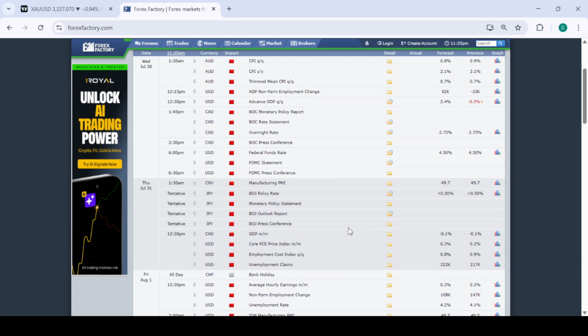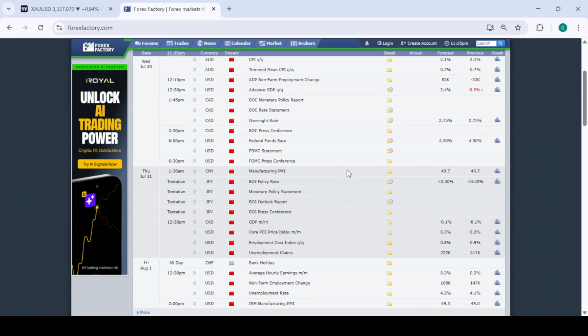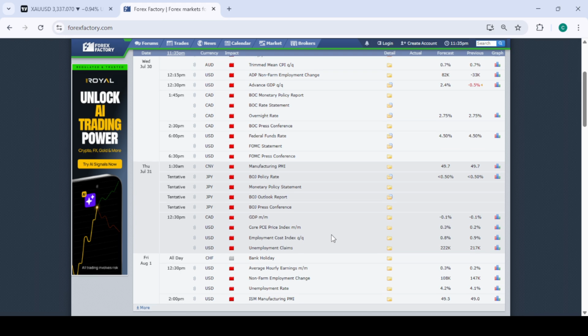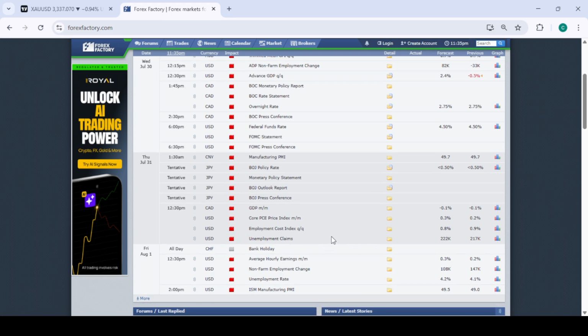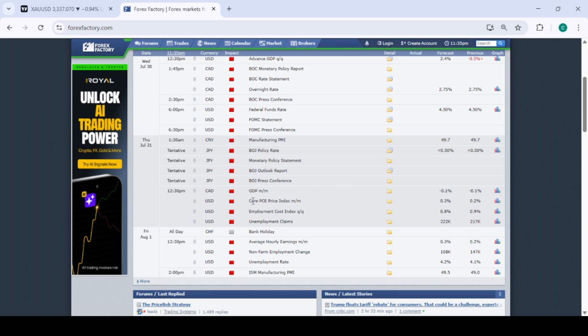On Thursday we have the Bank of Japan policy rate and monetary policy statement for the Japanese yen, and for the Canadian dollar we have the GDP. We also have the core PCE price index and employment cost index for the US dollar on Thursday. Then on Friday, another big fundamental, which is NFP. Friday happens to be the first Friday of August, so we have NFP, and we need to take caution on Friday as well.